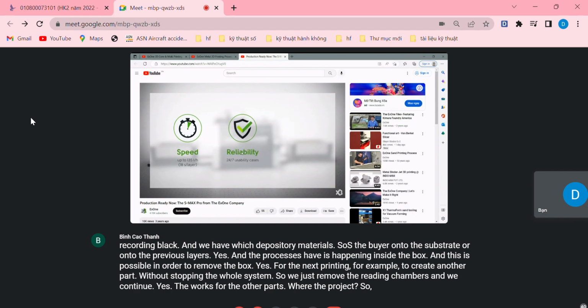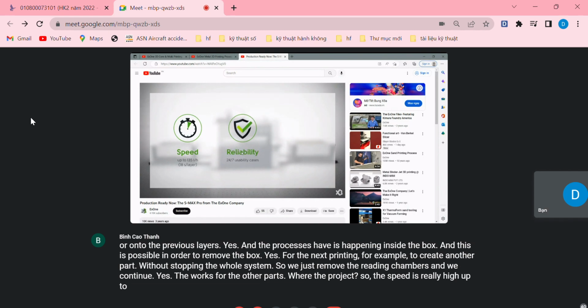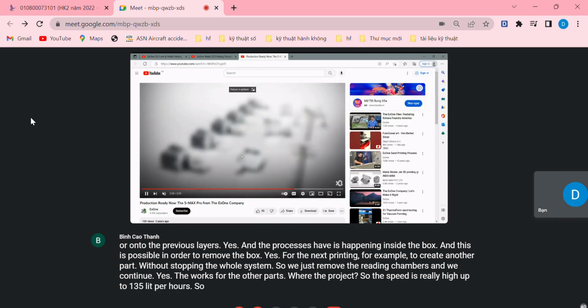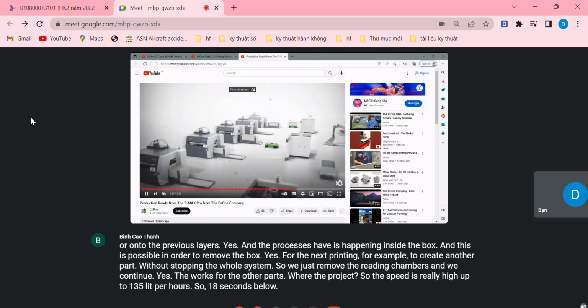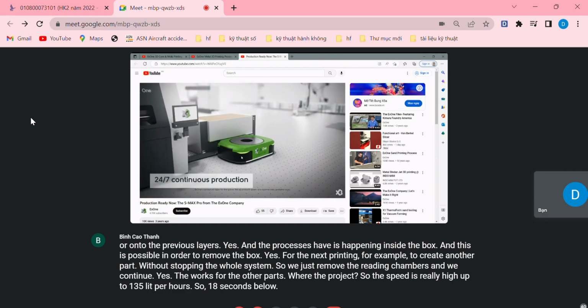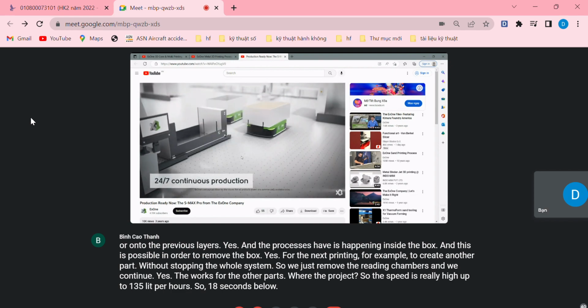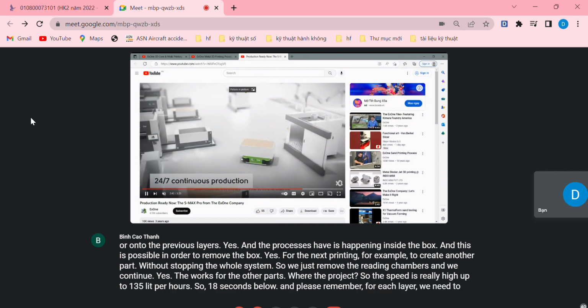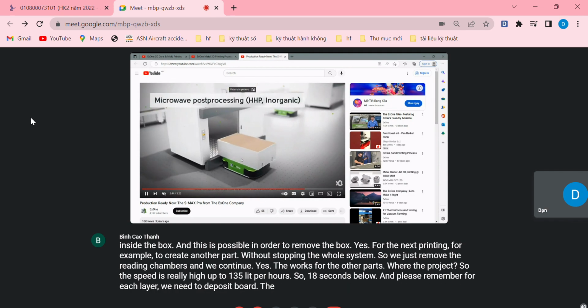So the speed is relatively high, up to 135 liters per hour. So 18 seconds per layer. And please remember, for each layer, we need to deposit both the material and the binder.